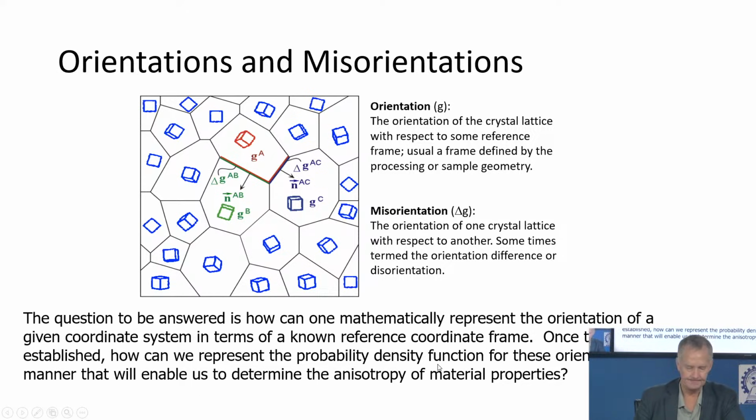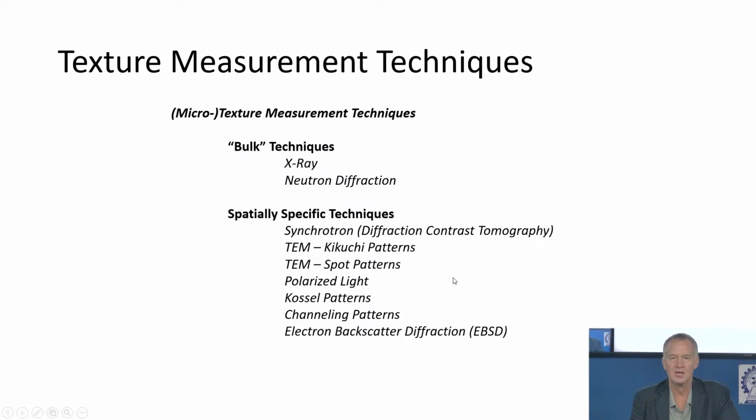All right, orientations and misorientations. So how do we measure these things? Mostly we measure them with diffraction techniques. So bulk measurements done with X-rays or neutrons, typically. Sometimes you can do them with electrons, particularly in TEM. But we're measuring many crystallites at the same time, coming up with overall distributions.